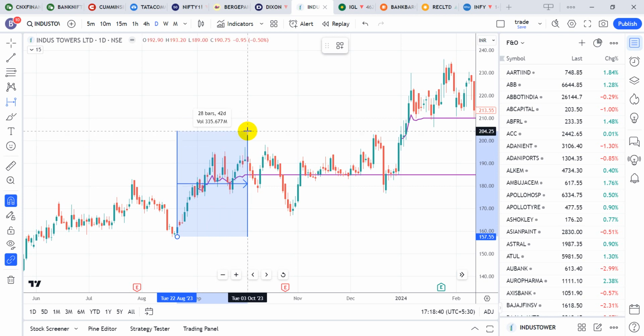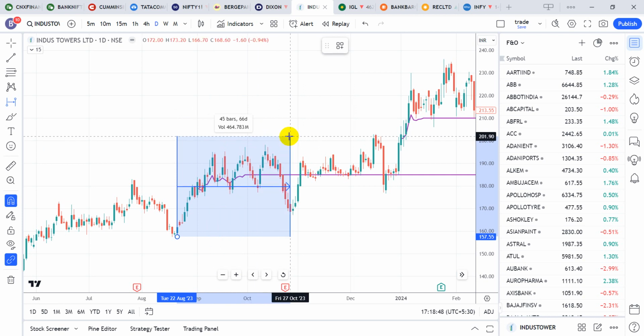Then 32 bar, 30, 31, 32. See again a good bottom made. From there a good rally came. Then 16 threes is 48, 46, 47, 48. From there a big rally came.